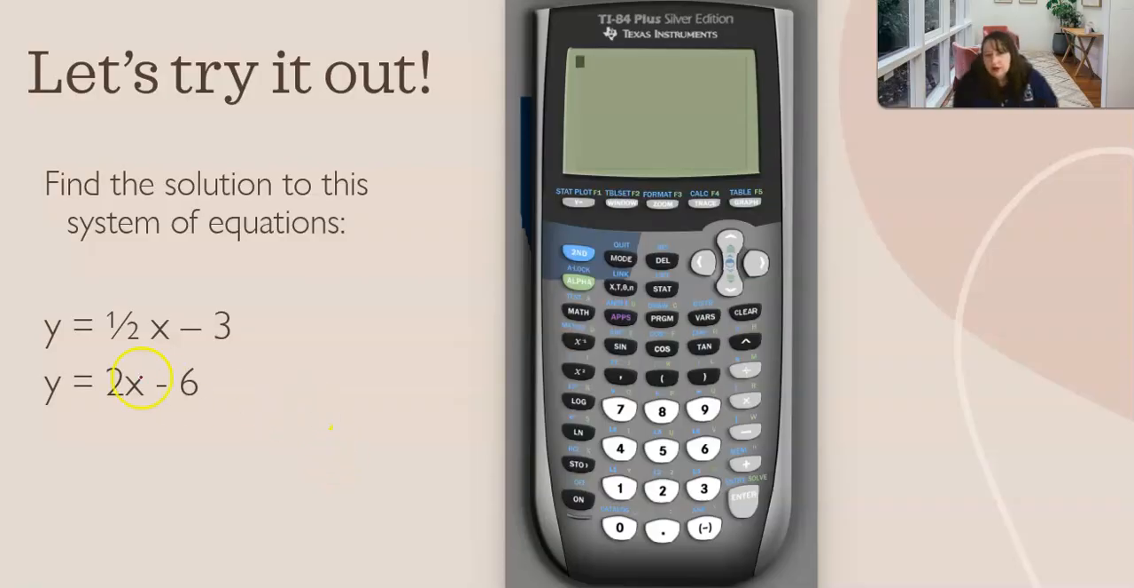Have you ever wondered, when you're given a system of equations, if you can actually find the answer using your calculator? Let's find out if that's possible. First thing I want to do is I need to know how to enter it into the calculator.